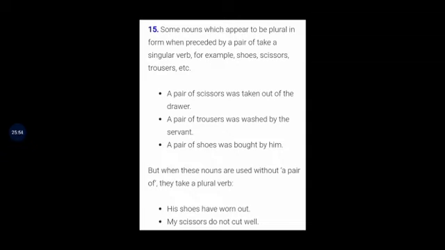His shoes. So here, his shoes is not preceded by a pair of. So here we need to take the plural form of the verb, that is have. His shoes have worn out. My scissors do not cut well.